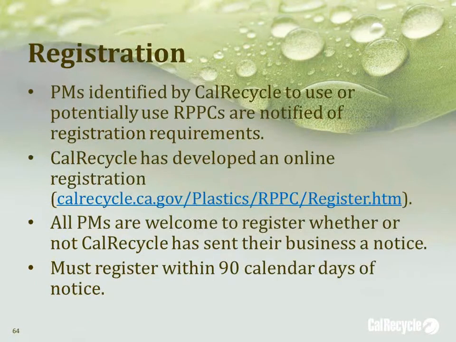During our ongoing registration phase, any product manufacturers that are identified by CalRecycle as potentially using RPPCs are notified of registration requirements via a written notice. CalRecycle has developed an online registration to streamline the registration process. All product manufacturers are welcome to register whether or not CalRecycle has sent their business a notice. However, if a product manufacturer does receive a registration notice from CalRecycle, they must respond within 90 calendar days of their receipt of the registration notice, otherwise they may be subject to penalties.